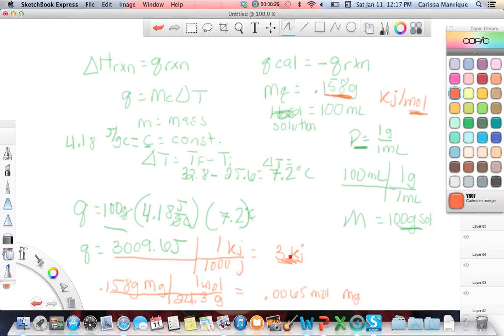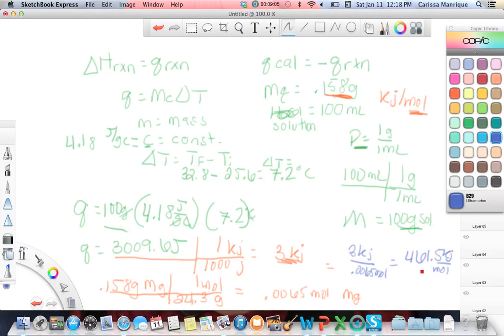So I have 3 kilojoules, but I want kilojoules per mole. So let me change my color again. Let me go to a blue. Alright, so I have 3 kilojoules, and I have 0.0065 moles. So if I divide those numbers out, I will get 461.5, we'll say, kilojoules per mole. Okay, so now we have the right units and everything.